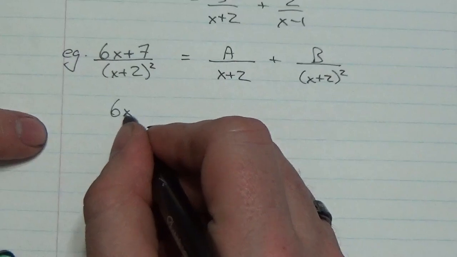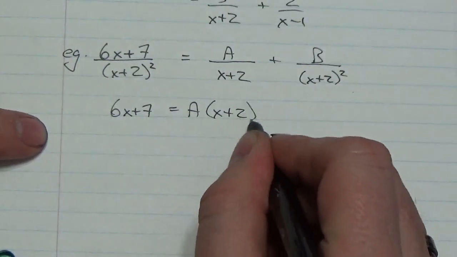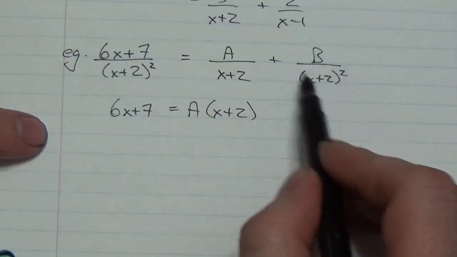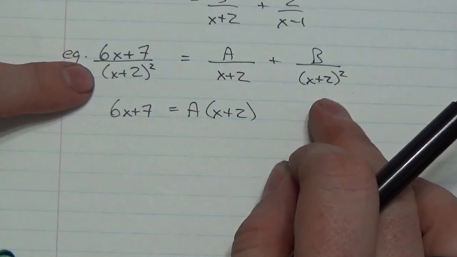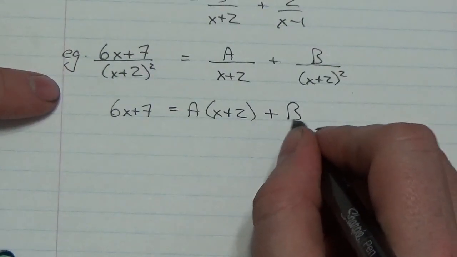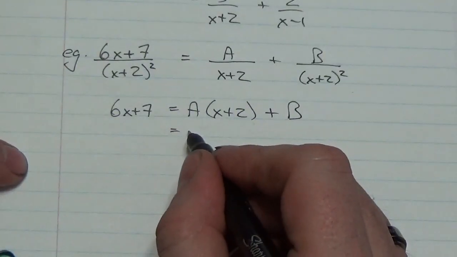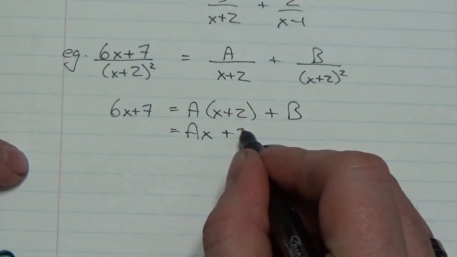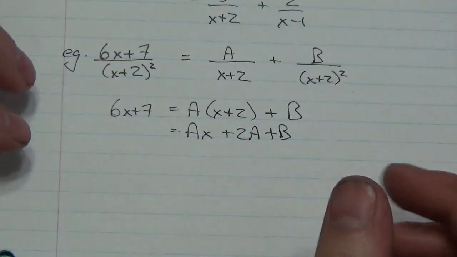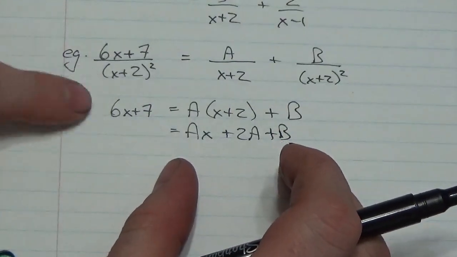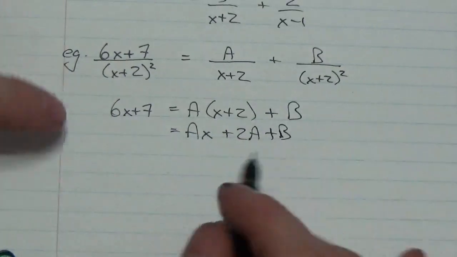So I know that 6x + 7 is going to equal a times (x + 2). But now, because this second rational has that exact same quadratic denominator, I actually don't need to do anything to it. I'm just going to add b. So it turns out this is actually pretty straightforward. This becomes ax + 2a + b. And now to compare this expression to the original one, 6x + 7, well, this is actually about as straightforward as it gets.